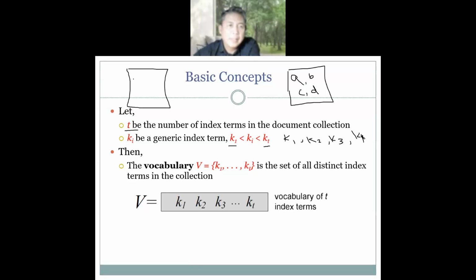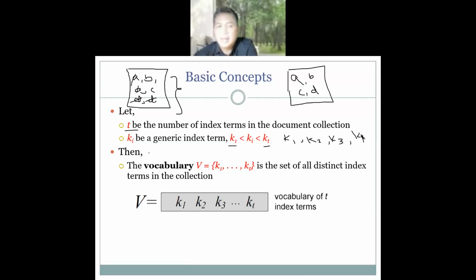If we have something like this, A, B, and then A again, and then C, and then D, and D, for this one the number of unique words is still the same, 4, because we have A, B, C, D. Although A exists twice and D exists twice, we only refer to a unique term, an index term.